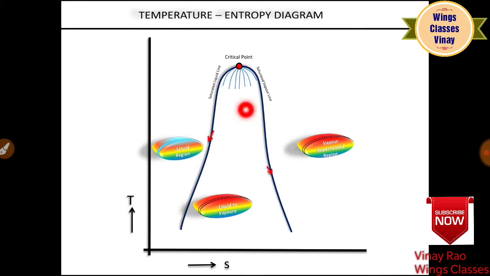After this, these lines are dryness fraction lines. That means how much amount of water vapor is produced. The dryness fraction lines are 0.1, 0.2. At the saturated liquid line, the dryness fraction value is 0, x equals 0. In the saturated vapor line, the value of x is 1. So in between these lines, 0.1, 0.2, 0.3, 0.4, there is continuous conversion from liquid to vapor form. These are dryness fraction lines.